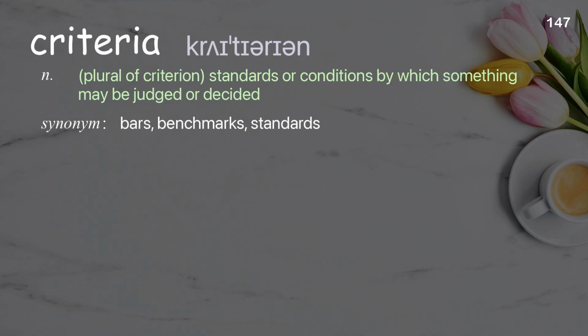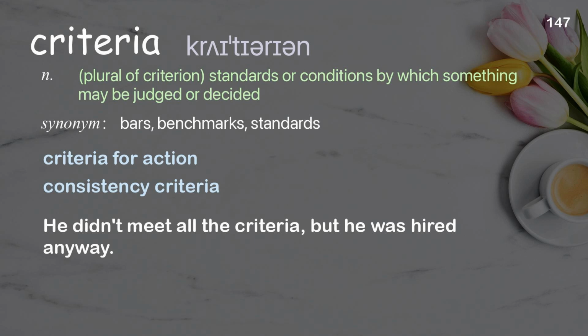Criteria. Plural of criterion, standards, or conditions by which something may be judged or decided. Examples: Criteria for action. Consistency criteria. He didn't meet all the criteria but he was hired anyway.